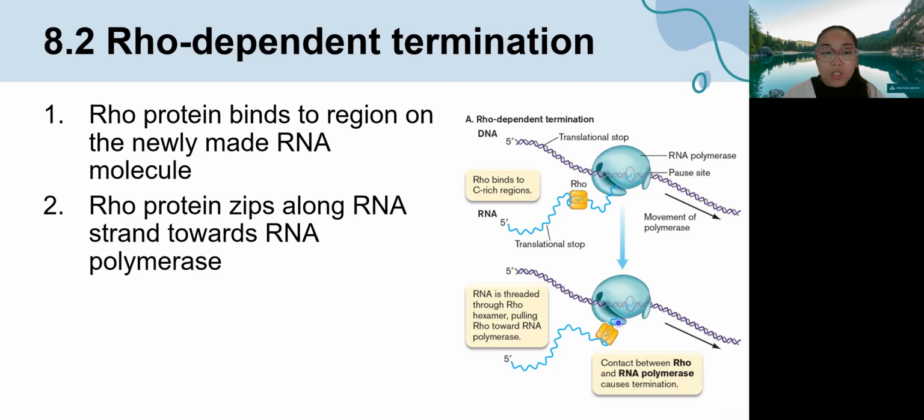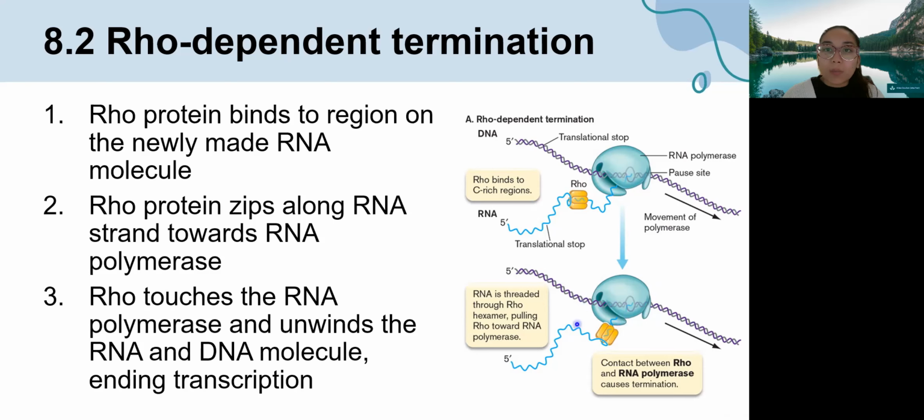And then once it touches the RNA polymerase, this Rho protein has a helicase function where it can unwind molecules of nucleotides. So what it's going to do is unwind the RNA and DNA, basically untangle them, and it ends transcription. The RNA polymerase falls off, and now everything is separated. So that's Rho-dependent termination.